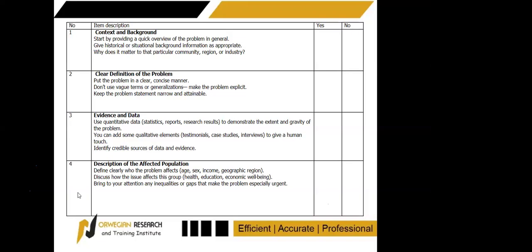Description of, hey, people have really interfered with us, but there's no problem. We are almost through. Description of affected population. Clearly define who the problem affects: age, sex, income, and geographical region. Please, just as one of you mentioned, let's separate the effect to the girls, the women, the youth and the men at the same time if possible.